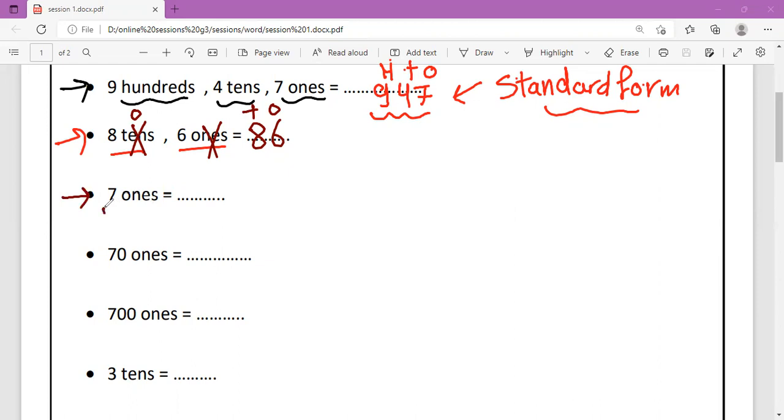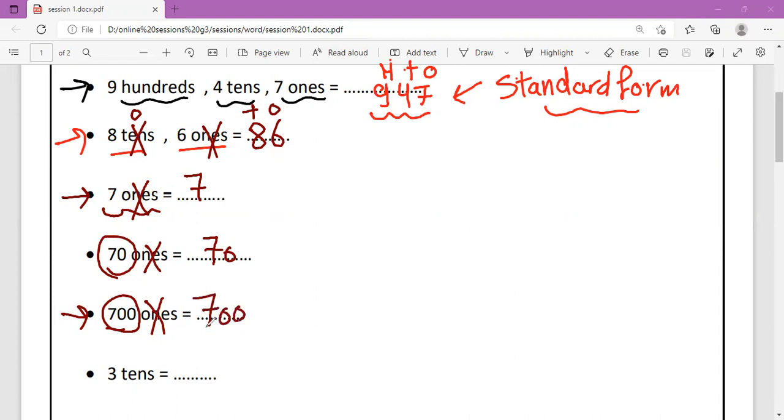Let's take another one. We have 7 ones. For ones, you cancel without putting anything, so it will be 7, only 7. For tens, cancel tens and put 0, so 70. The last one here, 7 hundreds. Cancel hundreds and put two zeros, it will be 700. That's right. Let's go down.